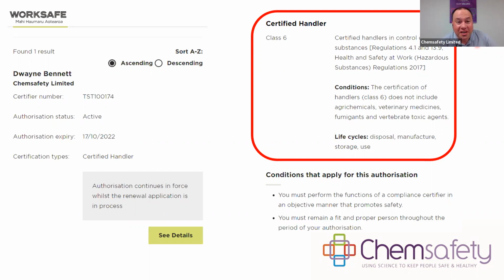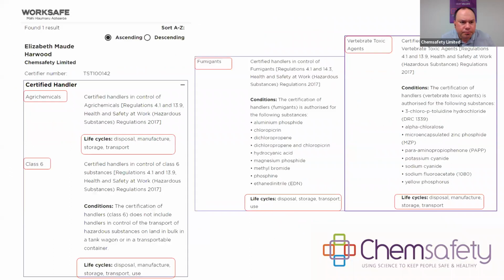And another unfortunate thing about agrochemicals and certain fumigants and VTAs as well, when it comes to those of us that are based in the South Island, there are very, very few compliance certifiers that will be able to certify you down here, at the very least. And all up, there's actually few certifiers that will be able to certify you even around the country. Okay, so that's just my scope of certification.